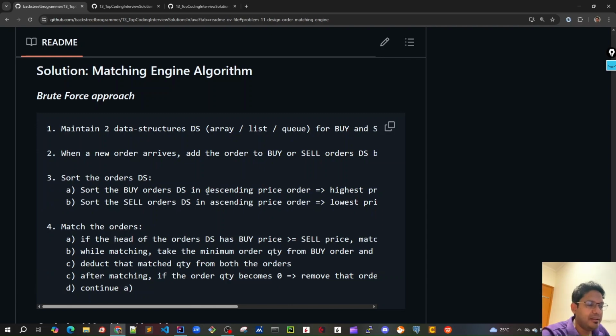Once we add the buy and sell orders to our data structures and then sort them, we found that the sorting is n log n time complexity, which is not good. That's why the performance was not good. Only once we had added to our data structures were we trying to match the orders. So can we do something better here?